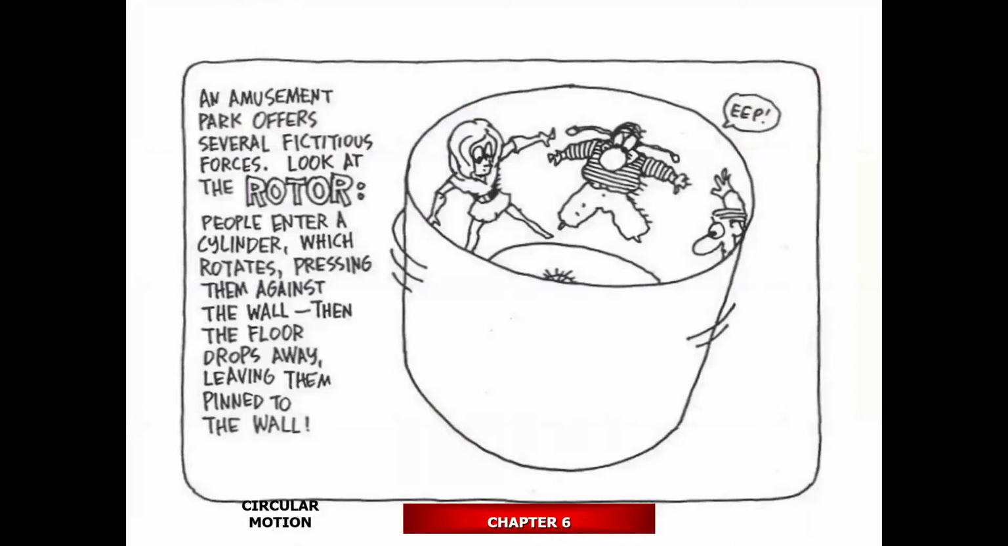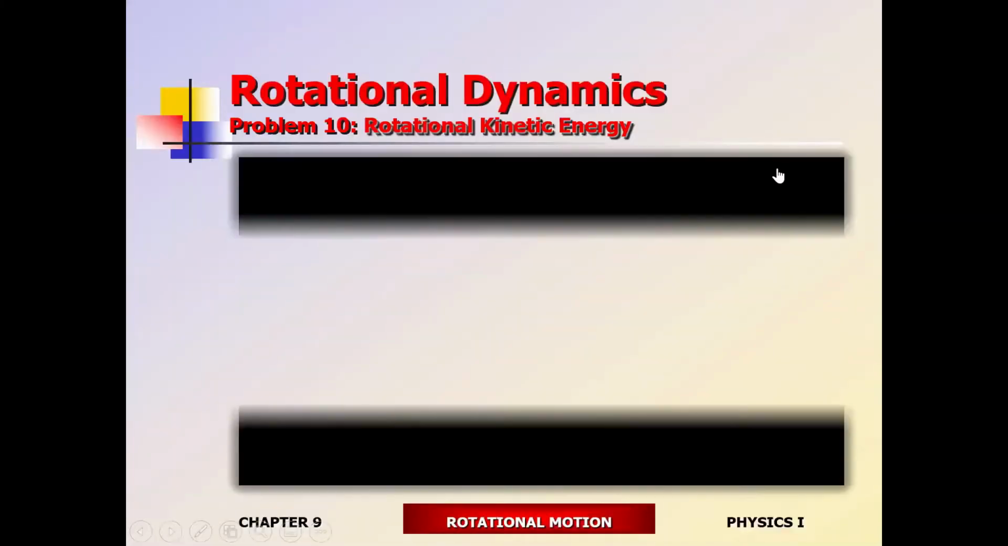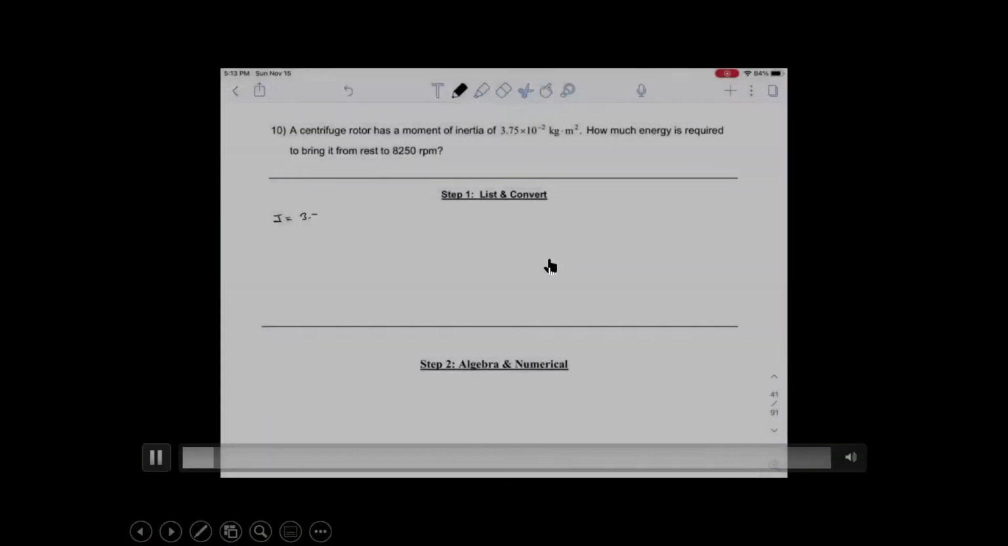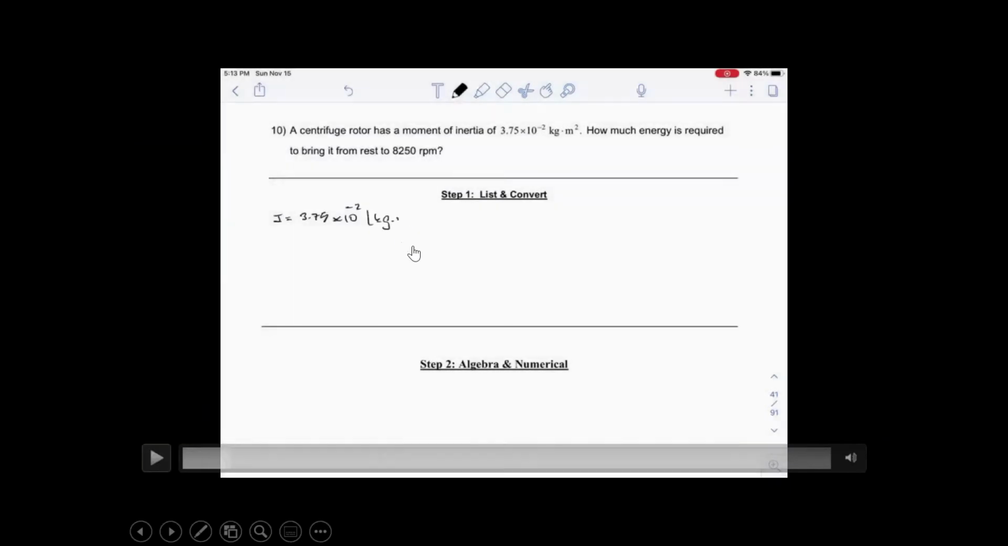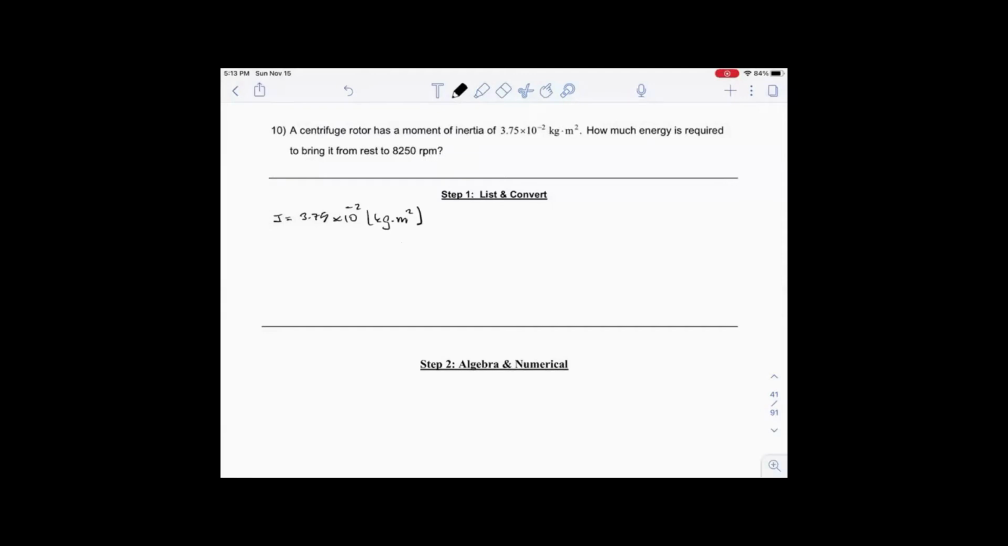All right, remember the rotor. Imagine that we've got a rotor and it's being accelerated from 0 to this many revolutions per minute, a little bit over 8,000 revolutions per minute. And this rotor has that moment of inertia, which is this. So the question is, how much energy is required to bring it from rest to that speed?